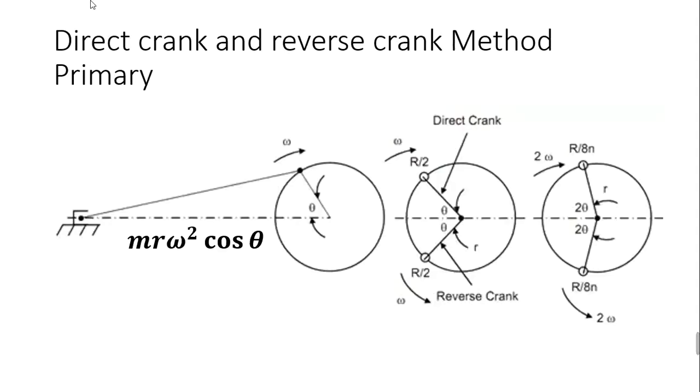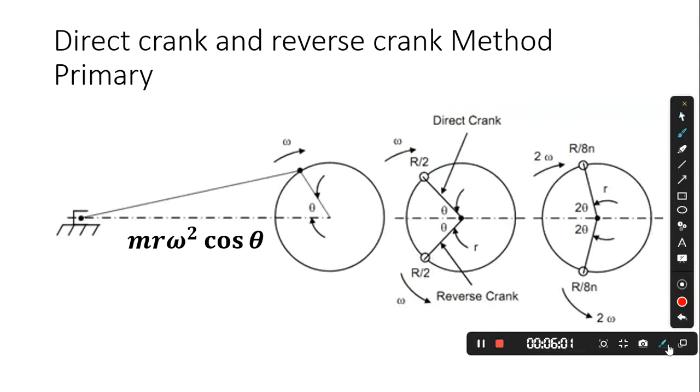Okay, and now we want to solve the balancing problems of these radial engines. For solving the balancing problems of radial engine, we use this method, the direct crank and reverse crank method. First we discuss the primary direct crank and primary reverse crank. The word primary is given for pointing out the primary force. So primary direct crank. Let's see what a primary direct crank is.